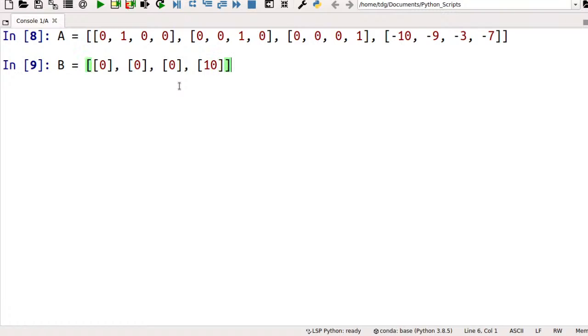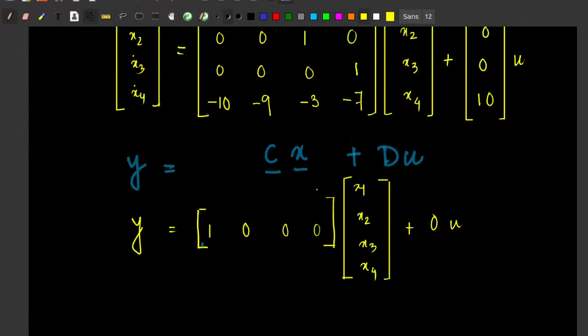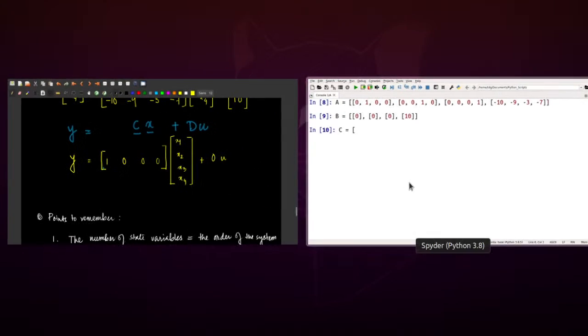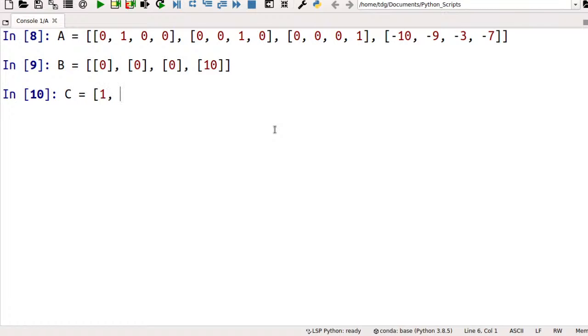So the point is, I would ask it to give me the transfer function. So this is the state space model we developed, right? C is going to be 1 0 0 0, and D is going to be 0, right? And let me ask it to give me the transfer function.